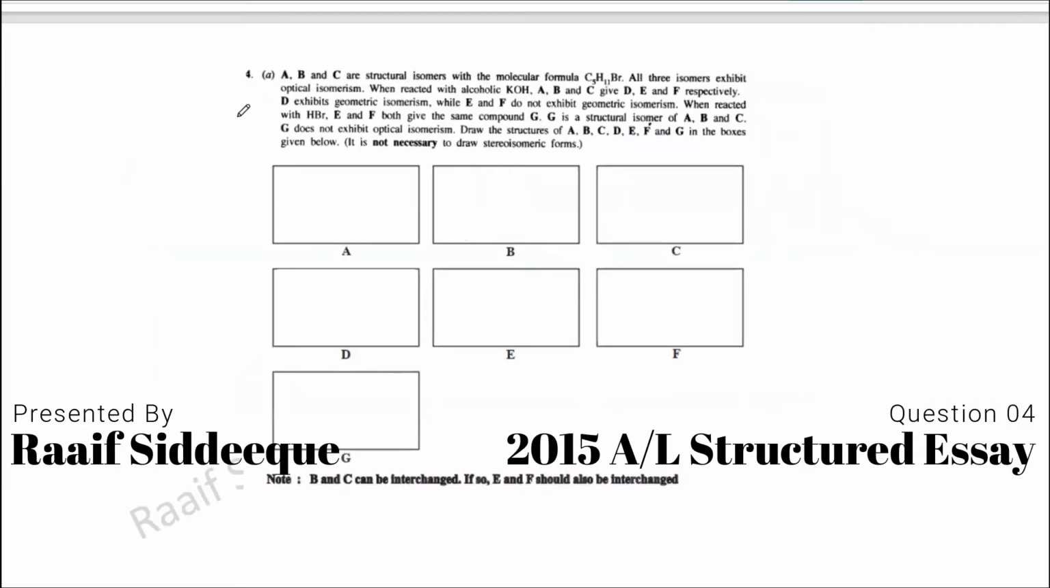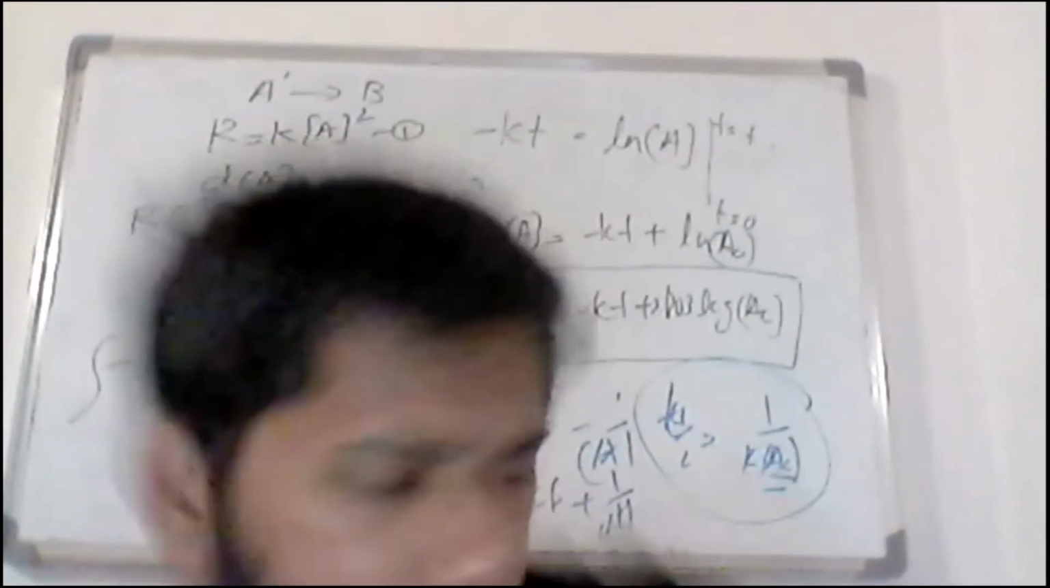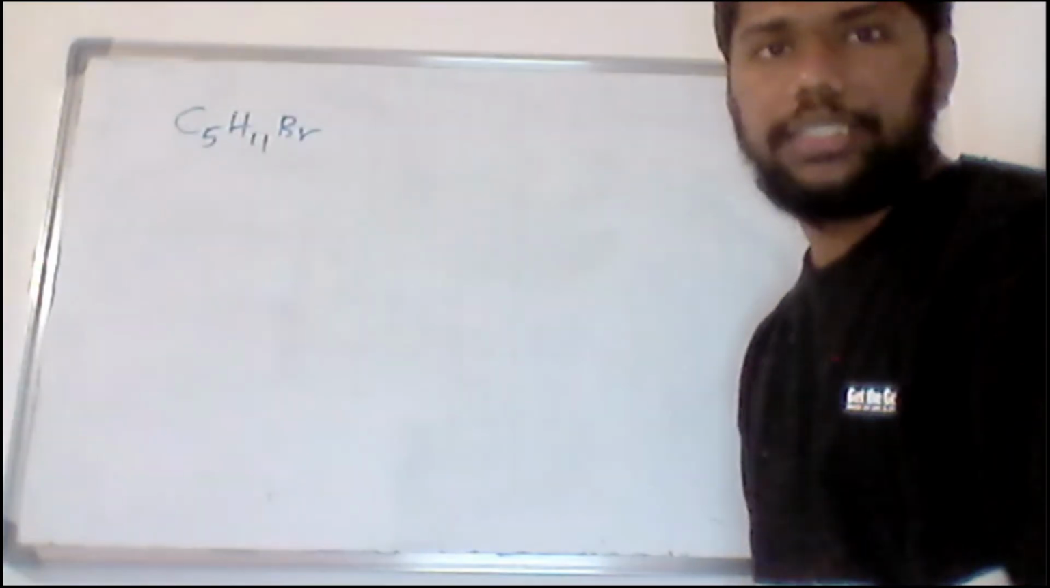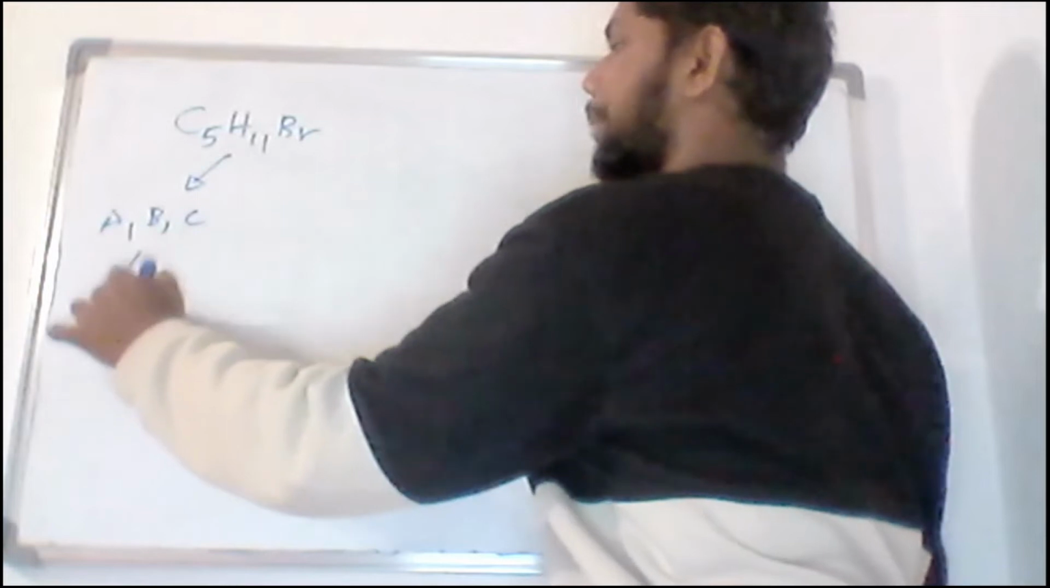Right, moving on, question number 4. ABC are structural isomers. Again, a very typical question. I will use the board again, so it will be easy. We have a formula given, C5H11Br, and all three isomers exhibit optical isomerism. So very good: A, B, C all show optical isomerism.